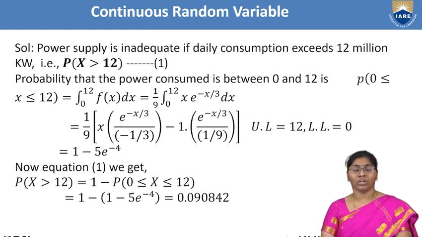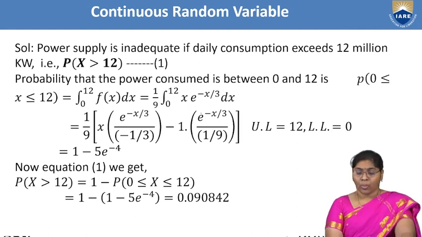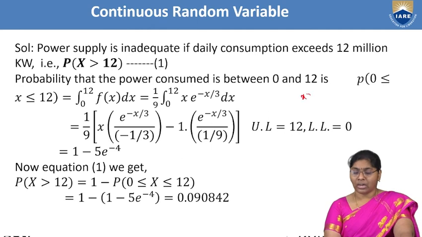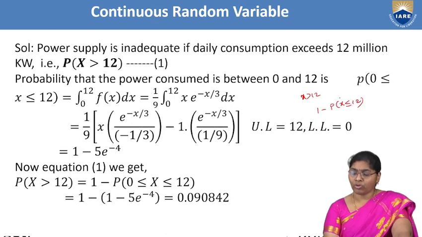We are considering the probability that the power consumed is between 0 and 12, and then we get the remaining as 1 minus that. We need x greater than 12, but we cannot calculate that easily, so I am choosing 1 minus P of x less than or equal to 12. First of all, we calculate P of x less than or equal to 12, then we write 1 minus P of x less than or equal to 12.